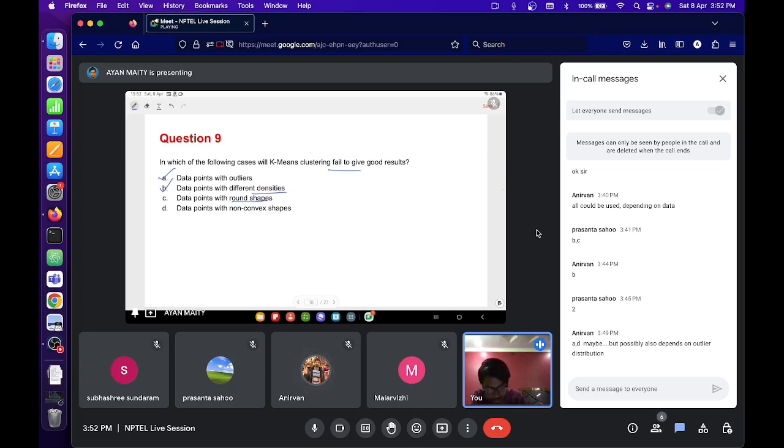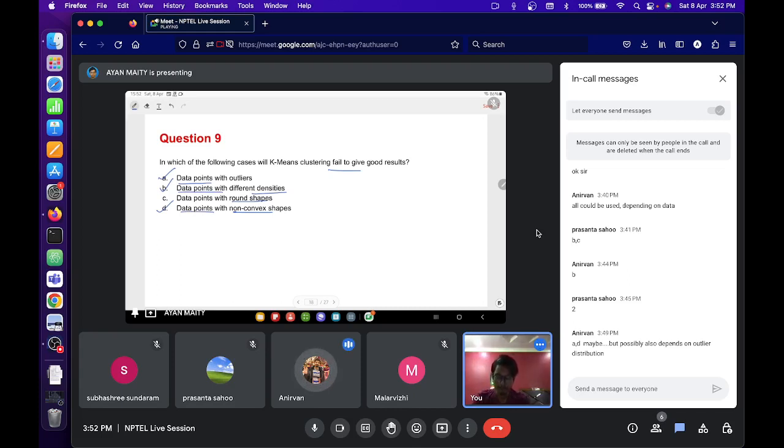Option D is right, that it struggles with non-convex shapes also, because it just finds out spherical shapes, so it would not work well if the shapes are non-convex, then it would also fail to give a good result. So A, B, D, these are the three correct answers, A, B and D.